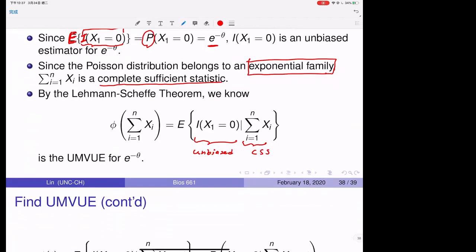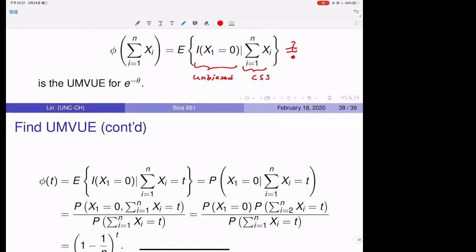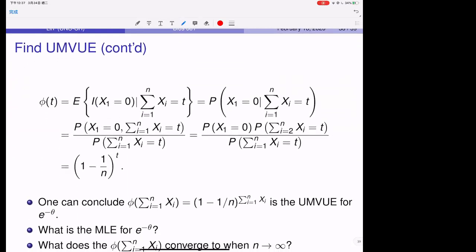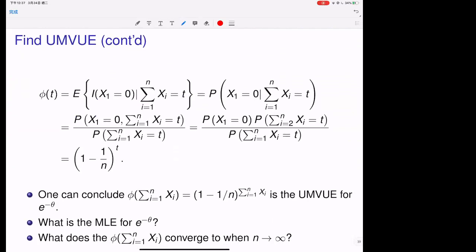Then by using that way, you can find a UMVUE for E theta. But what does this guy right here equal? Not necessarily easy, but for this example, it's easy actually. Not necessarily hard. Okay? The derivation is right here. You do have this guy right here: the summation of xi, i from 1 to n.